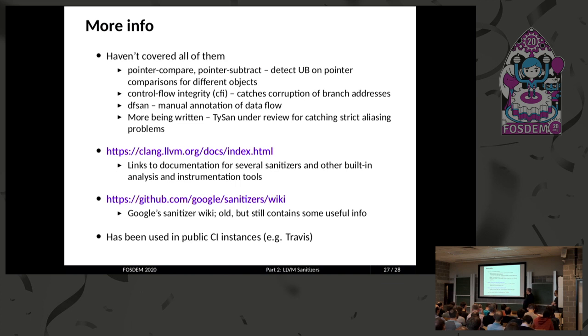There's the main Clang documentation site, which contains a lot of useful information on the sanitizers and how to invoke them. And there's an older set of documentation from Google. Some of it's out of date, but it still contains some useful information. And I have seen people set these things up in public CI, like Travis, so that they get, you know, at least weekly builds verifying what they've done.